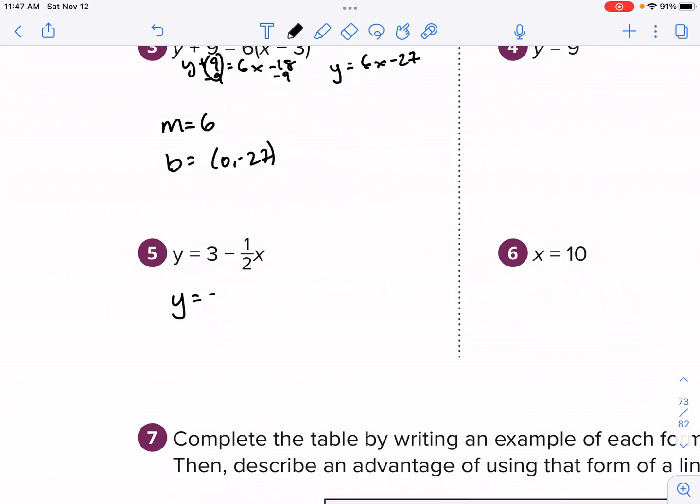All right, and the last one, this is technically in slope-intercept form. If I were to rearrange it, if I were to switch the placement of the 3 and the -1/2 x. The slope is -1/2. The y-intercept is 0, 3.